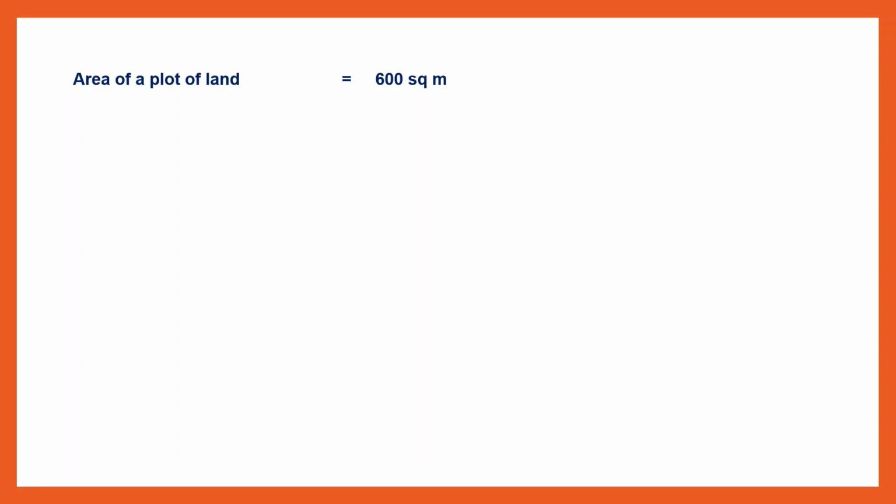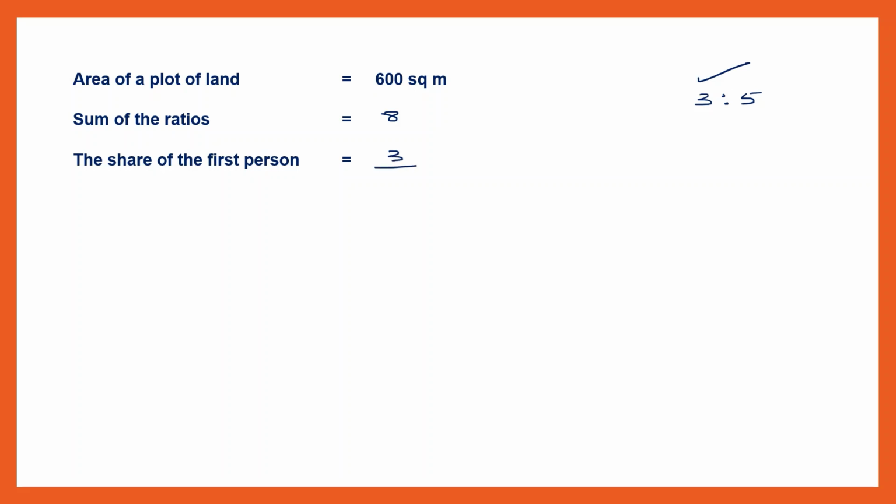So let's do that. The area of the plot of land is 600 square meter. The sum of the ratios we just found is 8 and the ratio is 3:5, isn't it? Remember 3 is for the first person. So to find the share of the first person, we take the first number 3 divided by the sum of the ratios 8 and multiply by 600 square meters. Now we can cancel 8 and 600. Let's divide 600 by 8 and see how much that is.